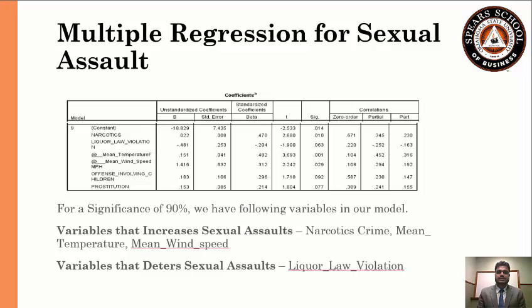In our second regression model, we took sexual assault as the target variable and weather, unemployment rate, and other crimes as our input variables. As in our previous model, we took a 90% significance level and the backward elimination method for variable selection. After running the model, we found that narcotic crime has a positive impact on sexual assault rate. It should be because when a person is drugged, when he is not in his senses, he is more likely to do such a type of crime. We also found that temperature and wind speed have a positive impact, and liquor law violation has a negative impact on the sexual assault crime rate.